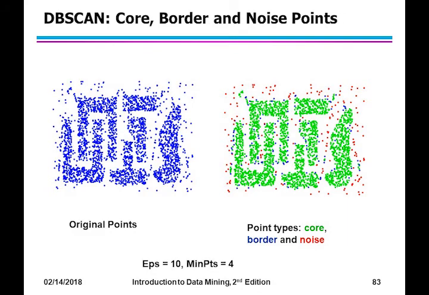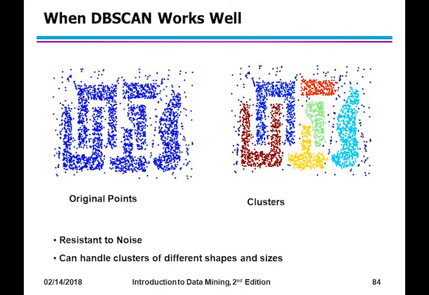다음은 DB 스캔의 결과입니다. 왼쪽에는 오리지널 포인트가 있고 오른쪽에는 코어 포인트가 녹색으로, 보더 포인트는 파란색으로, 노이즈 포인트는 빨간색으로 표시되어 있습니다. 여기서 EPS 레디어스는 10이고 미니멈 포인트는 4입니다. 다음은 DB 스캔을 통해서 6개의 클러스터를 성공적으로 찾아낸 경우입니다. DB 스캔은 노이즈에 레지스턴트합니다. 서로 다른 쉐입과 사이즈의 클러스터를 잘 핸들할 수 있습니다.